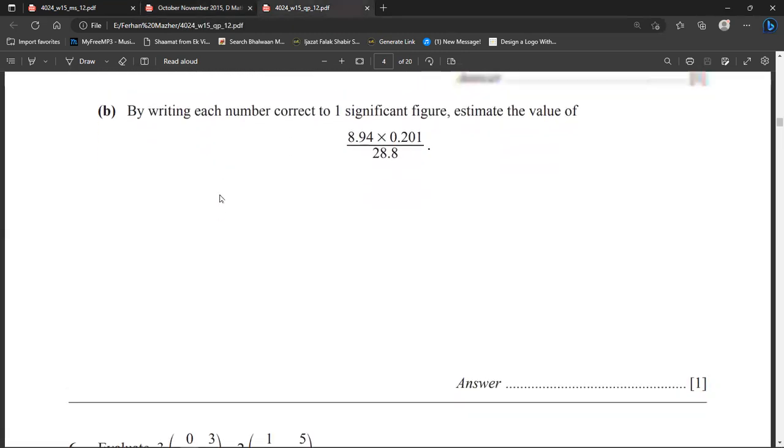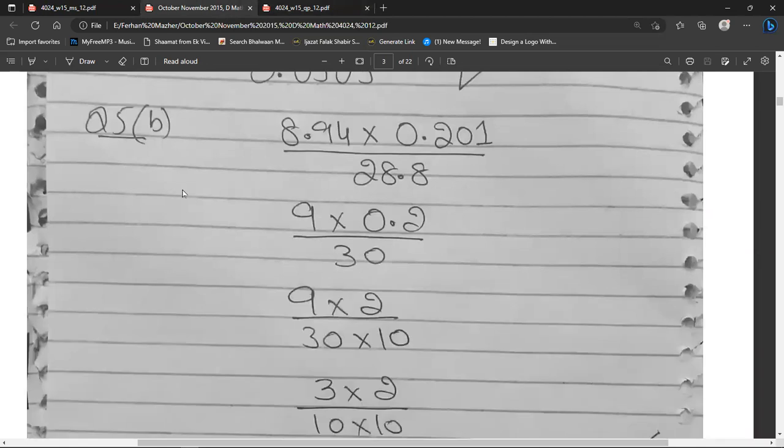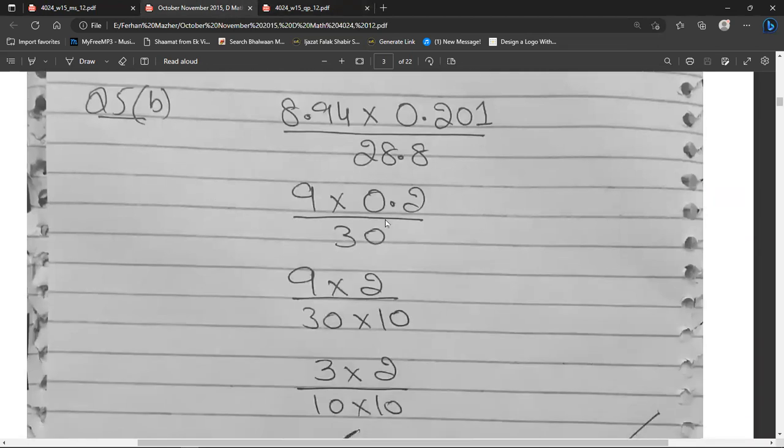Okay, so next question, question number 5, it's B part. He says by writing each number correct to 1 significant figure, estimate the value of. So we have to write each number to 1 significant figure. So 8.94 will be 9, and 0.201 will be 0.2, and 28.8 will be 30. So here we go. It will be 9 into 0.2 divided by 30.